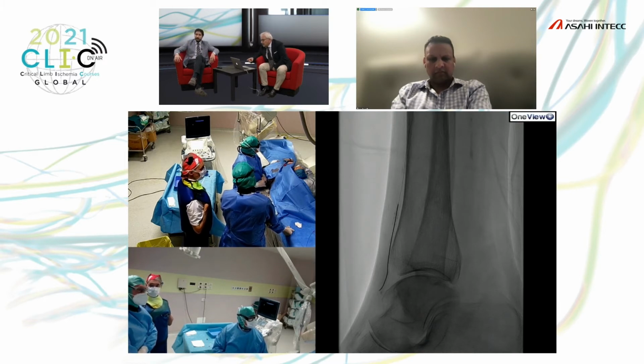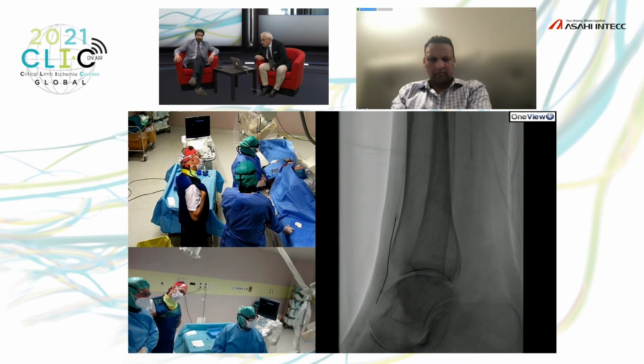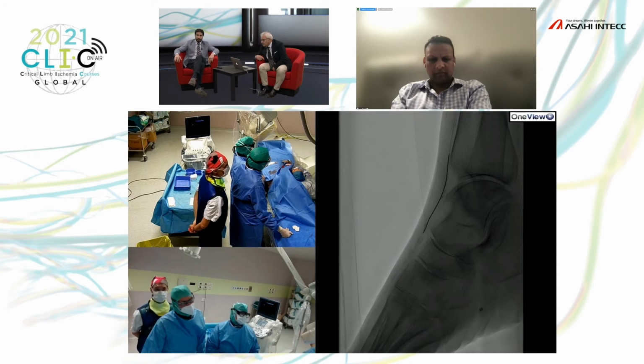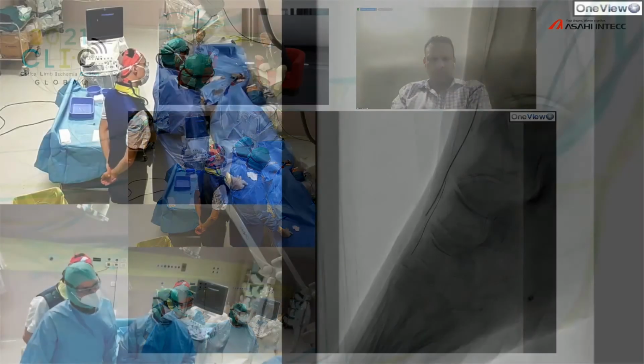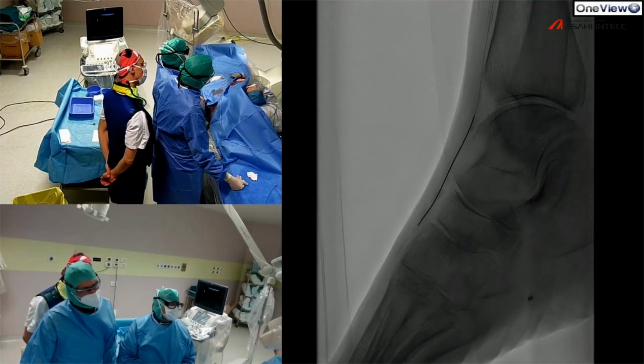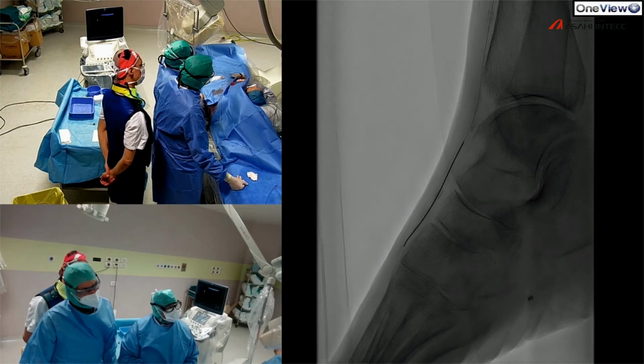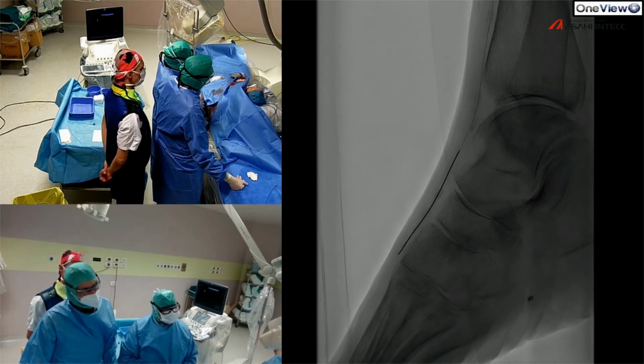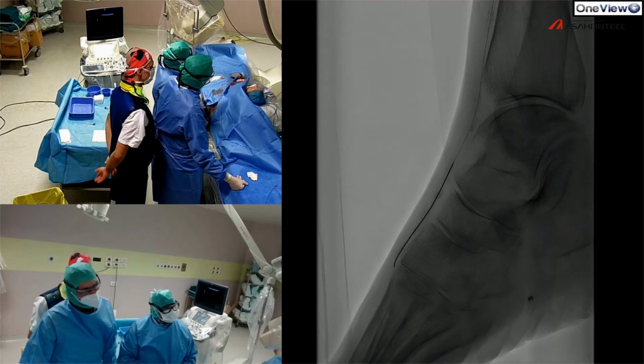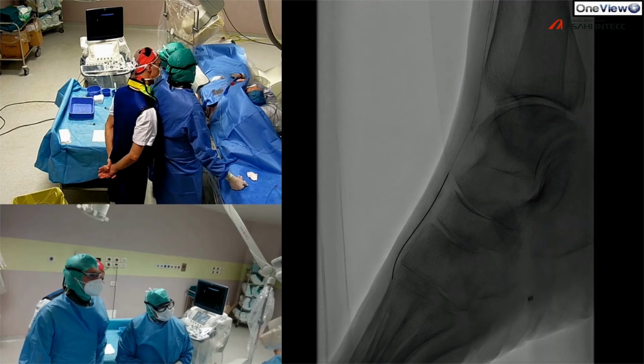Look now at the wire, the movement of the tip is clearly good, there is no resistance. We are probably already in the true lumen again, and we have a new occlusion here with a very, very thin pedal artery. It's not only calcified, but it's very thin. It seems to be smaller than the wire. So for sure it's collapsed, but it's very, very small.